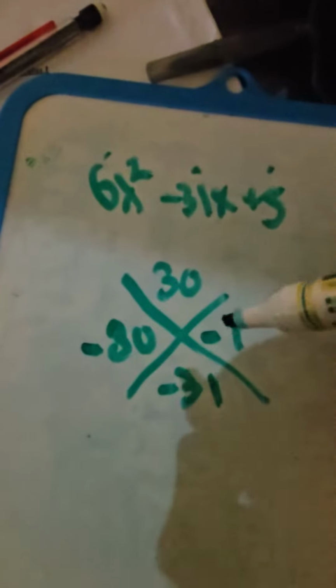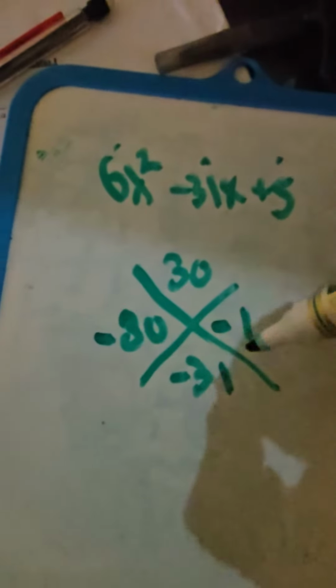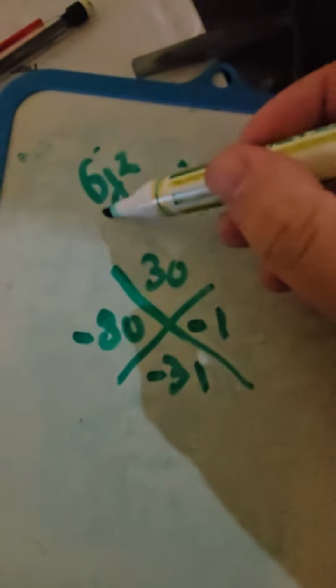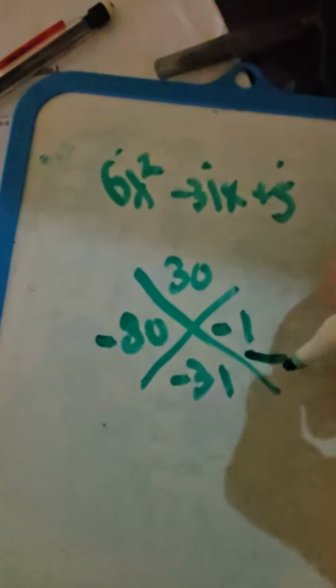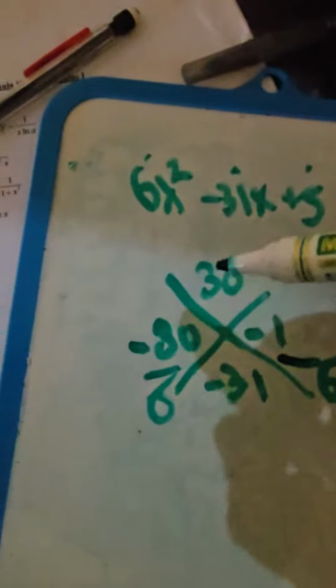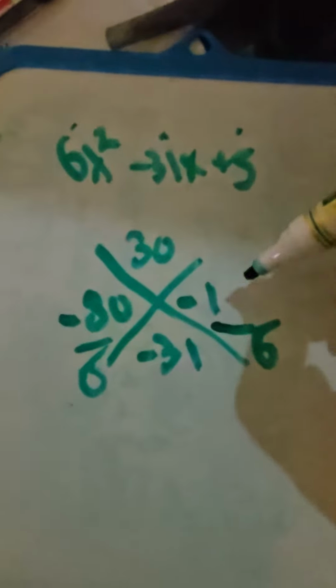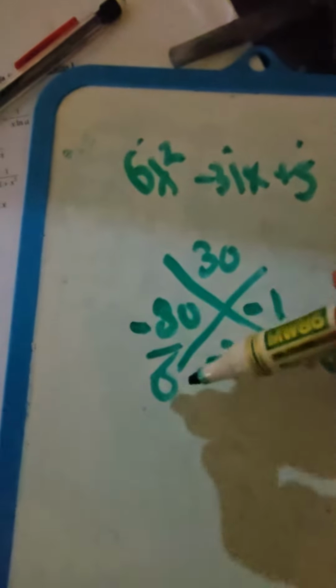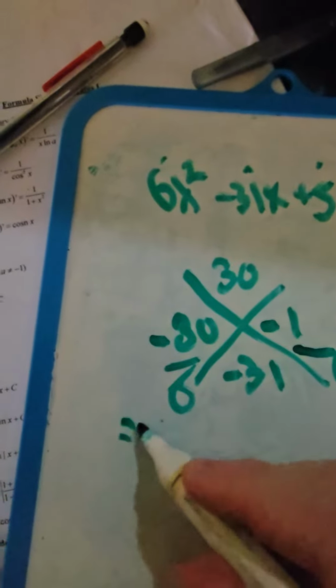This big X also works if the leading coefficient is 1, but if it's not 1, you need to take the A term and add it here, divide. And then you simplify. So you can't simplify negative 1 over 6, so keep that. Negative 30 over 6 simplifies to negative 5.